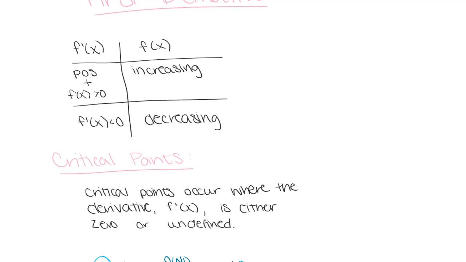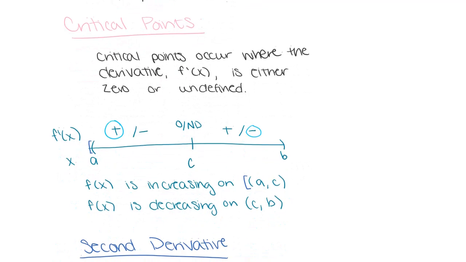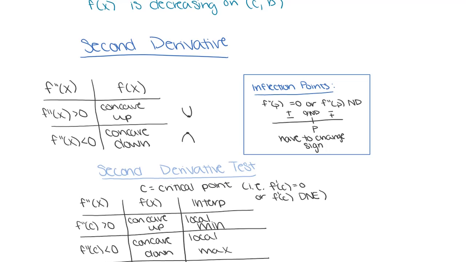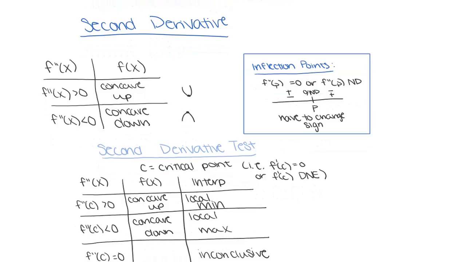So if the function is increasing or decreasing, then you know what's going on with the first derivative. And if it's concave up or down, then you know what's going on with the second derivative. So it's just working either direction with those charts that you're given.